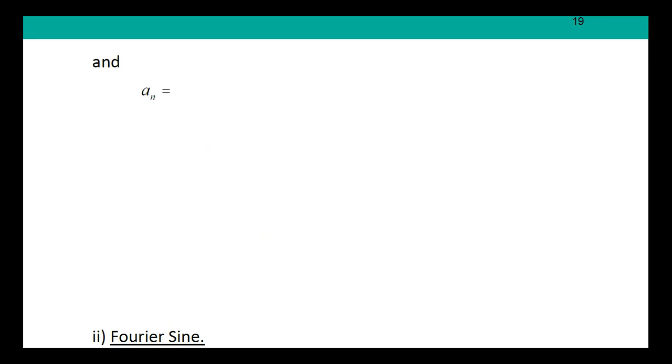And then same thing, you need to find a_n. The formula is the same. So a_n is 2 over L, integrate from 0 to L, of f(x) cos(n pi divided by L x) dx.